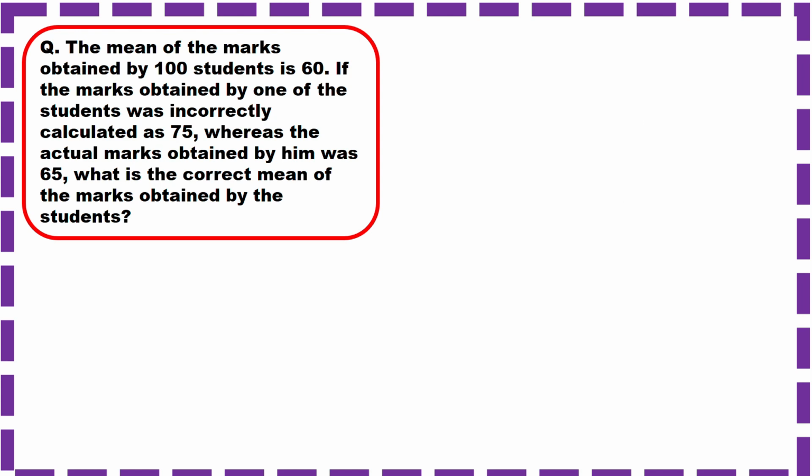The mean of the marks, so what is meant by mean? Mean is average. So the mean of the marks obtained by 100 students is 60. If the marks obtained by one of the students were incorrectly calculated as 75, whereas the actual marks obtained by him were 65, what is the correct mean of the marks obtained by the students? Right, so 100 students are there. What is the average number of marks secured by them? 60. So the total becomes 100 into 60, which is 6000 marks. Total marks secured by all the students.